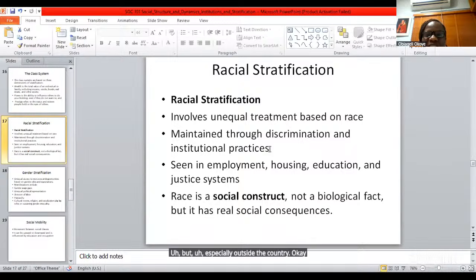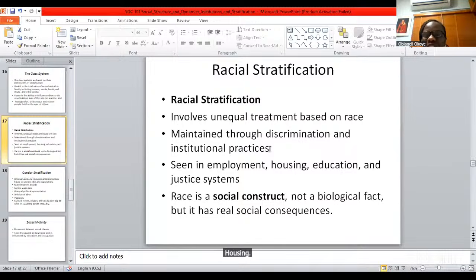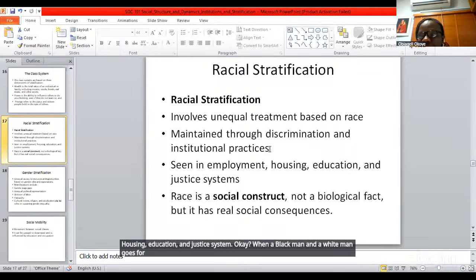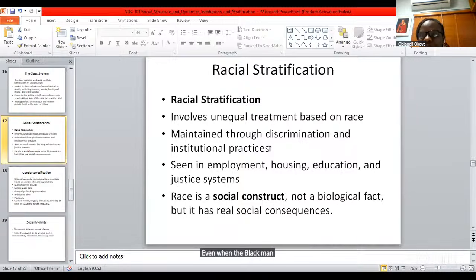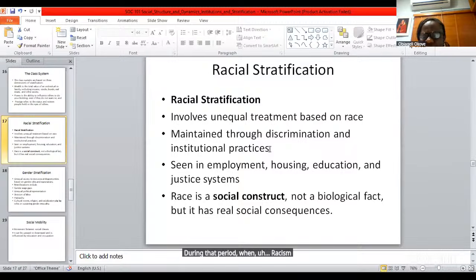Okay, so this discrimination can be seen in employment, housing, education, and justice system. When a black man and a white man go for a job interview, even when the black man is more qualified, the white will be picked. And in some places, some white people will tell you that they don't accommodate blacks in their homes. In the same vein, in educational institutions, during that period when racism was the vogue, the whites and the blacks were not allowed to attend the same school.